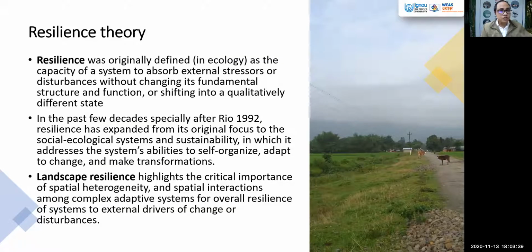Then resilience theory is also one of the important ones, which was originally defined in ecology as the capacity of a system to absorb external stressors or disturbances without changing its fundamental structure and function or shifting to a qualitatively different state. And that resilience theory is basically after Rio. We have discussed that most of the global effort, most of the scientific understanding comes up after Rio, when we are looking from a sustainable development point of view, when we are looking at the sustainability of an issue. So landscape resilience highlights the critical importance of spatial heterogeneity and spatial interaction among complex adaptive systems for the overall resilience of the system to external drivers of change and disturbances.